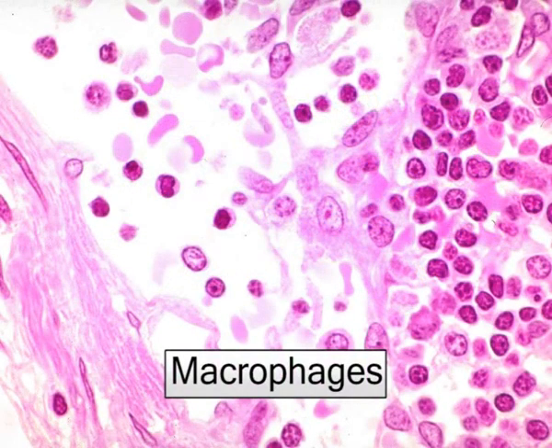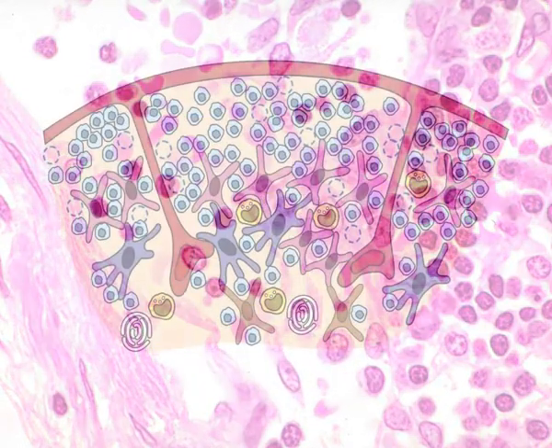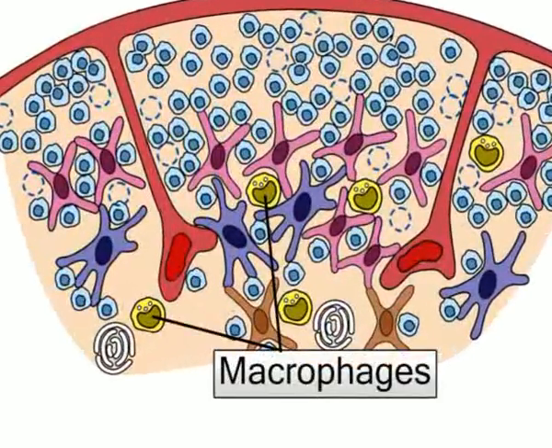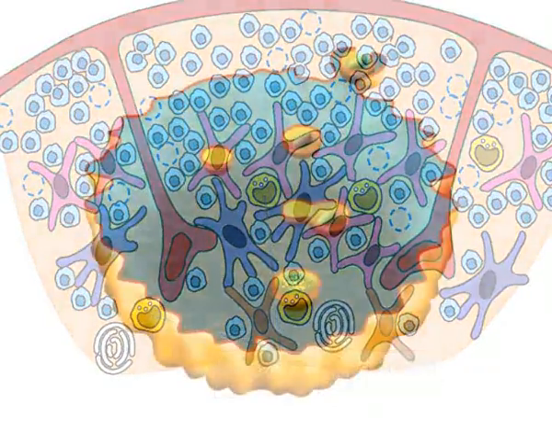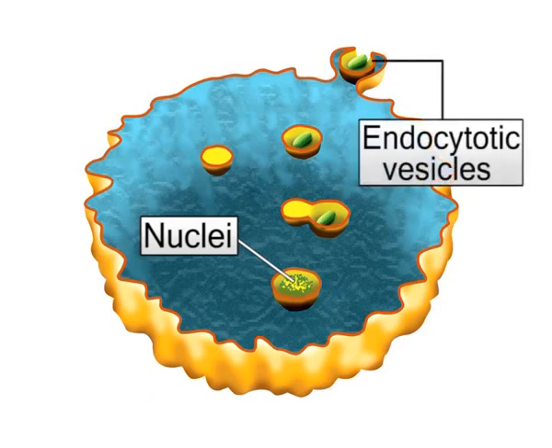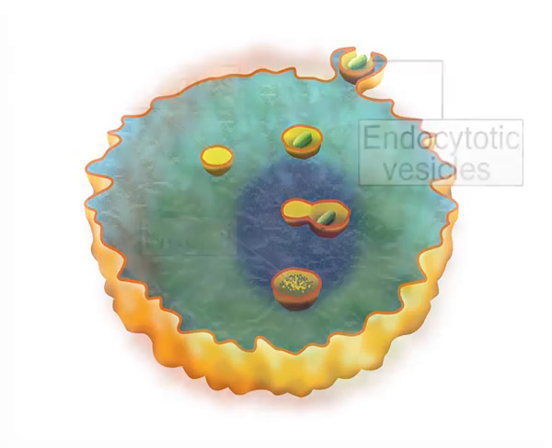Macrophages arise from precursor cells called monocytes. They are large, long-lived, irregular, amoeboid cells with an ovoid nucleus, which is indented on one side. They have abundant endocytotic vesicles and lysosomes. They engulf the microbes, foreign particles, and damaged cells.